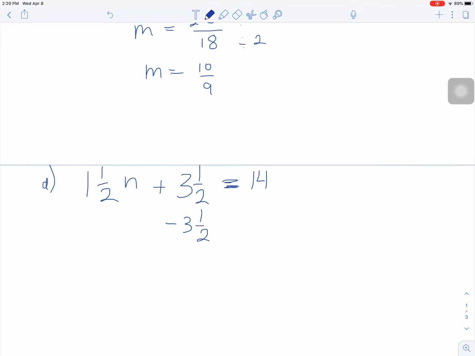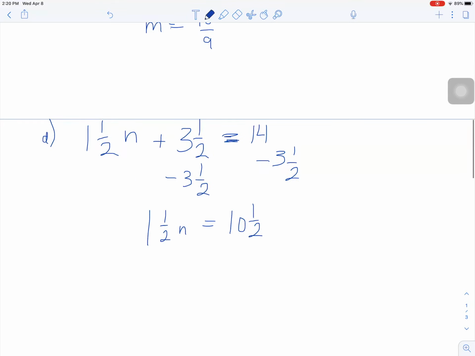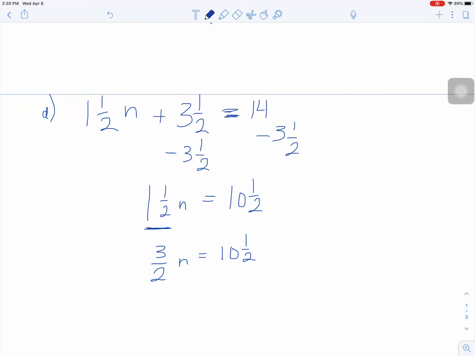Well, if we're going to look at our answer, we have to take away 3 1/2 from this side. That's the first thing that we're going to do. Take away 3 1/2 on both sides. So we have 1 1/2 n equals 14, take away 3 is 11, so we get 10 1/2. Okay, here's where it gets a little bit trickier because we're going to flip this number into an improper fraction. It's going to be 3 over 2 n equals 10 1/2. Right, and let's actually flip the other side at this point into an improper fraction as well. So we have 21 halves.